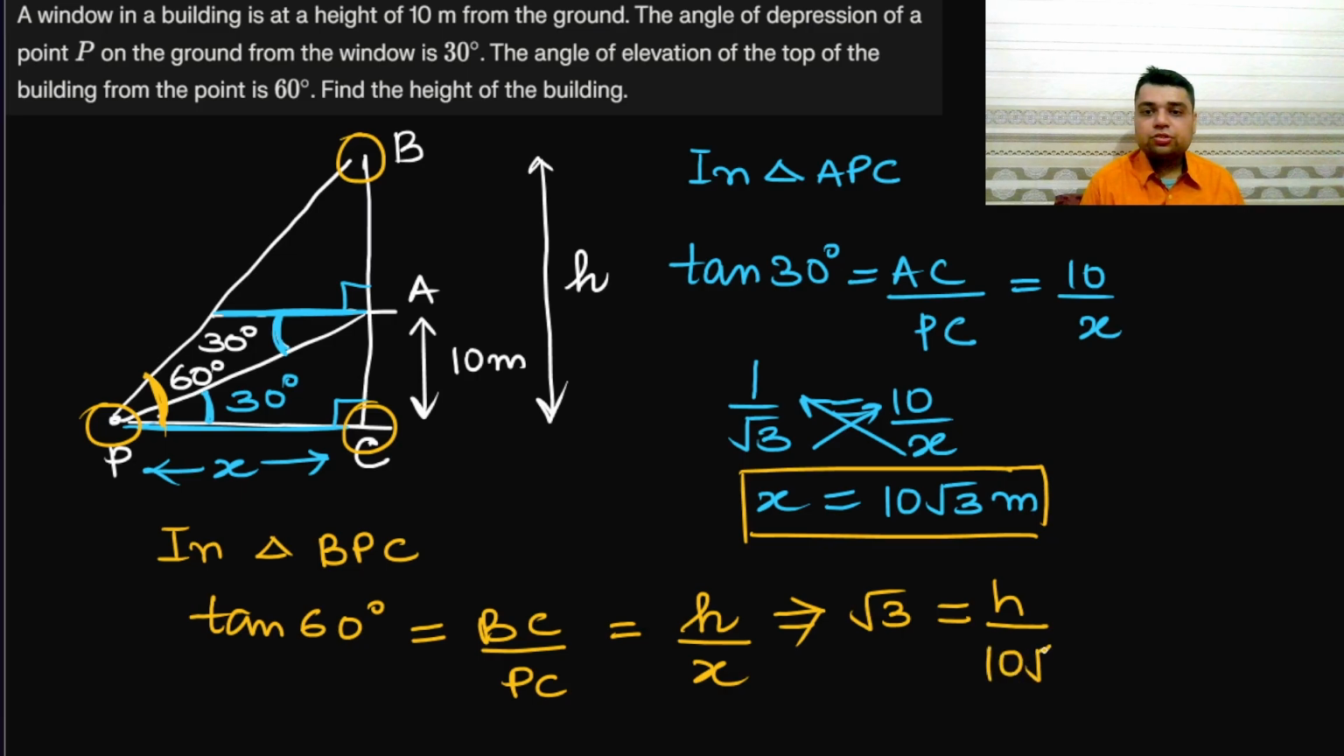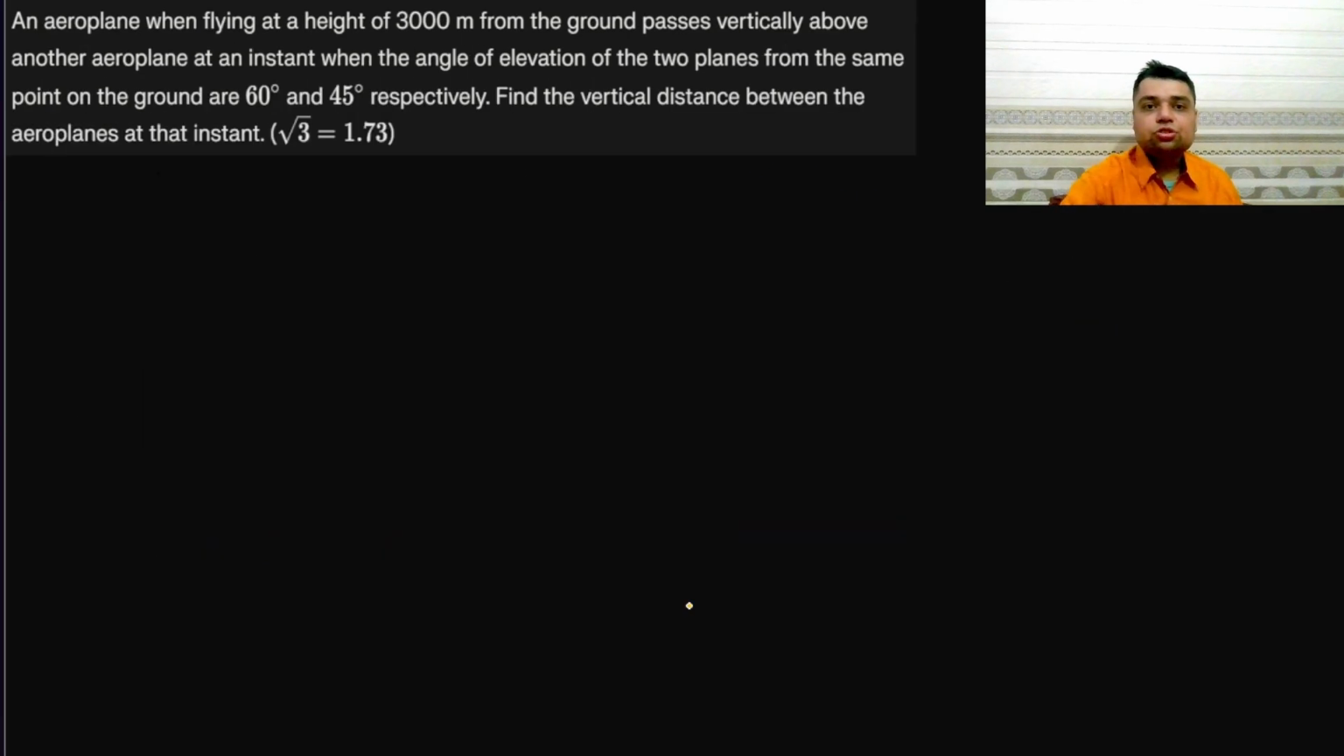So 10 root 3. So we will do cross multiplication. So 10 root 3 times root 3 will become 10 into 3. That means H will be 30 meters. This is the result, or this is the height of the building. Okay, let's see the next question.